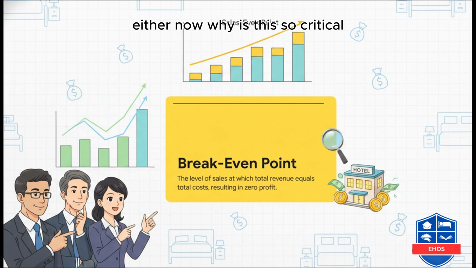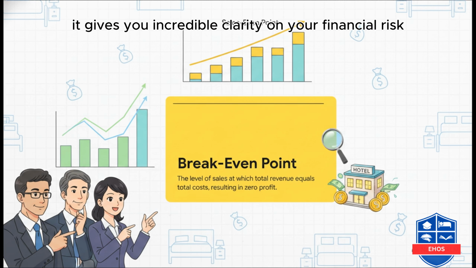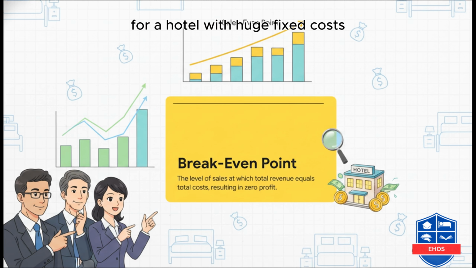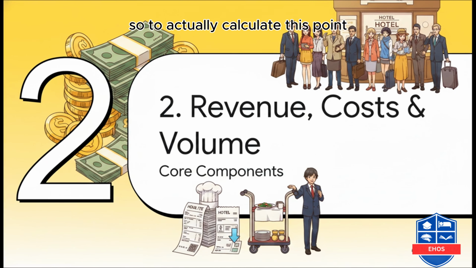Now, why is this so critical? Well, it gives you incredible clarity on your financial risk. For a hotel with huge fixed costs, things like rent and salaries, knowing this number isn't just useful, it's your baseline for survival. So to actually calculate this point, we really need to understand the three things that go into it: revenue, costs, and volume.